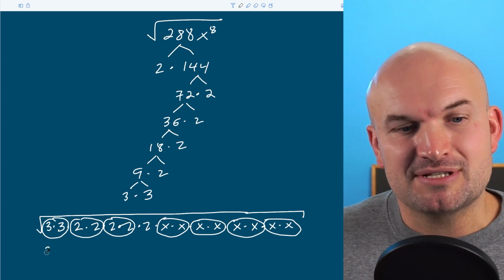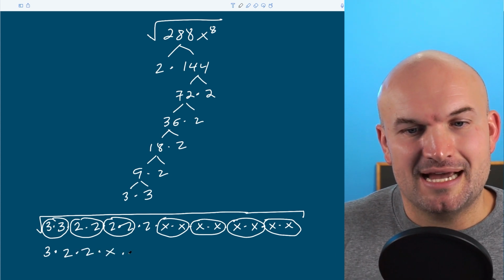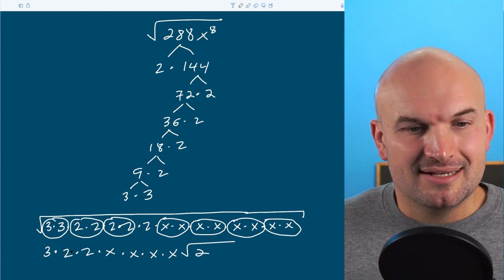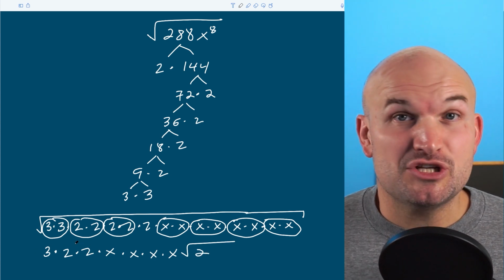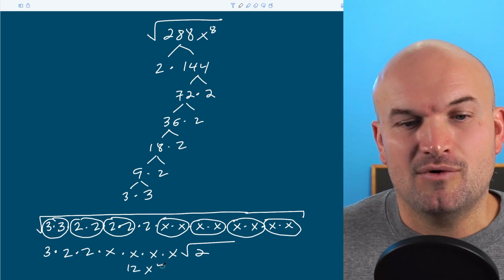So every pair, I'm just going to rewrite on the outside. So 3 times 2 times 2 times x times x times x times x, and that's going to be times the square root of 2. Now we can just go ahead and simplify this. So 2 times 2 is 4, times 3 is going to be a 12, and then x times x times x times x is x to the 4th, and the square root of 2.